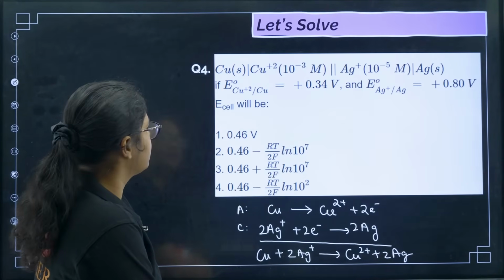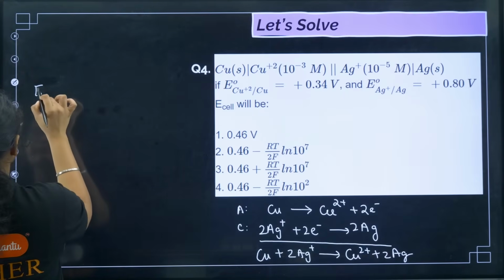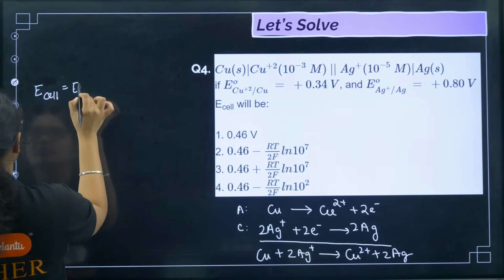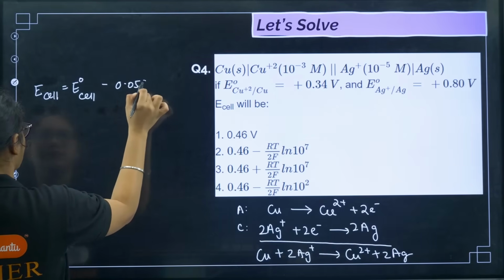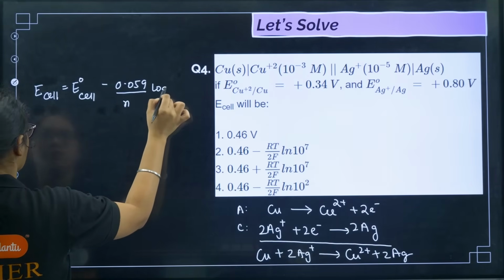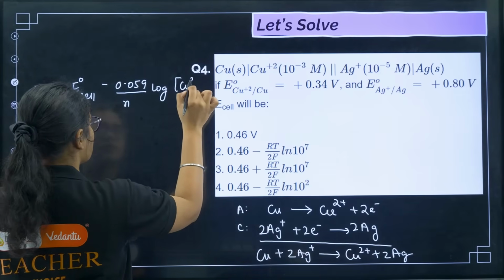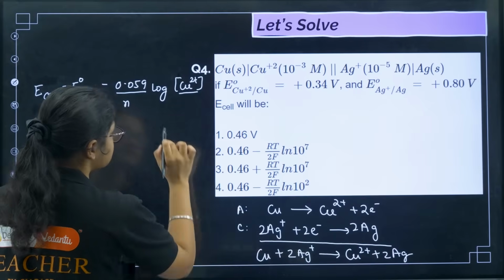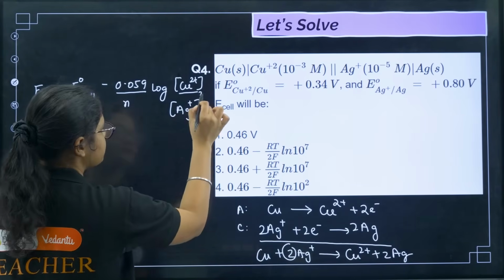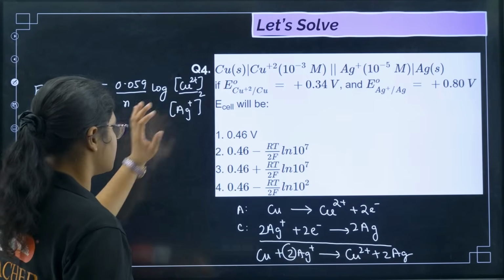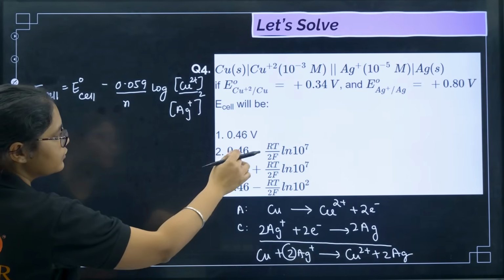Right? Now what we'll be doing? Now we can just write the equation. E of the cell, okay, is equal to E naught of the cell, okay, minus 0.059 by n log of product ions. Product is copper 2 plus, okay, reactant is silver plus. Now here 2 is there, so this 2 must be taken as a coefficient, power, okay. This coefficient must be considered as a power. So now E naught is already given to you 0.46.